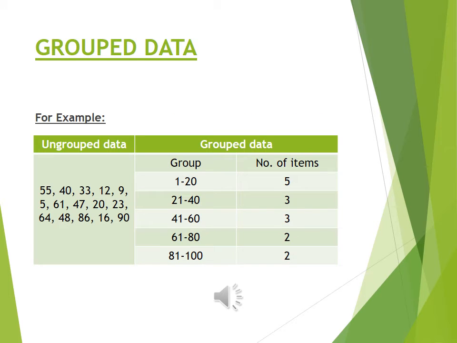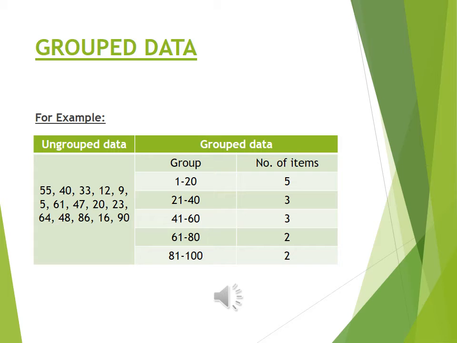This is an example of group data. We are provided with some numbers which are not arranged in any sequence. So we place it under ungrouped data. Now we have to make group data for this. So we divide it into 5 groups: 1 to 20, 21 to 40, 41 to 60, 61 to 80 and 81 to 100. Now we have to check from the ungrouped data how many items are there in between the groups. Like there are 5 items in between 1 to 20.